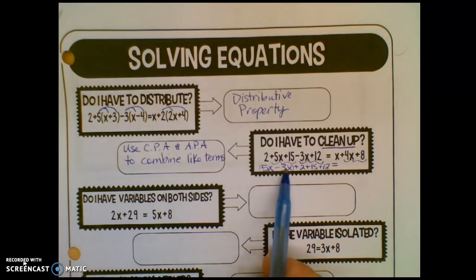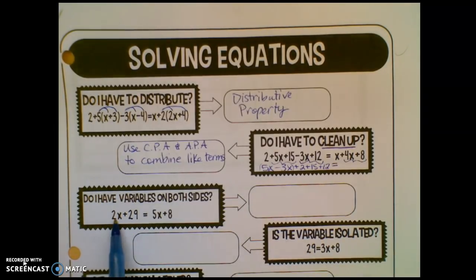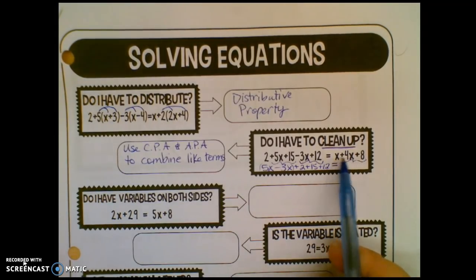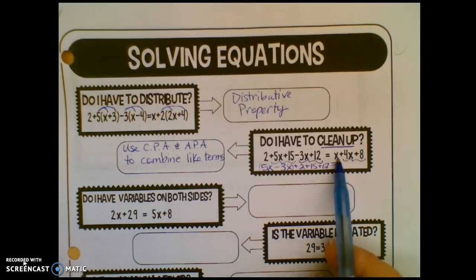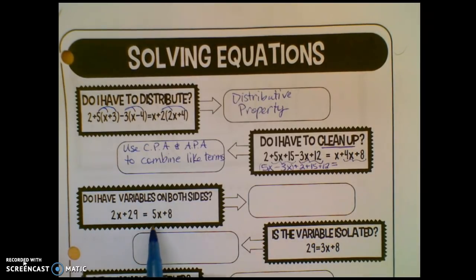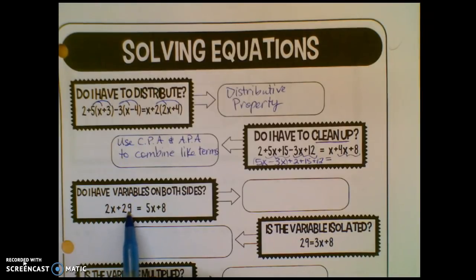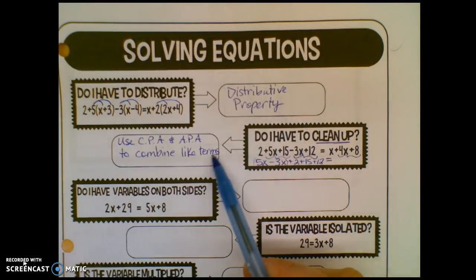The 5x minus 3x becomes 2x. The 1x plus 4x on the right side becomes 5x. And then all the number terms become 29, and then we have 8 left on this side. So we're using the same properties that we've always used, just to simplify each side.